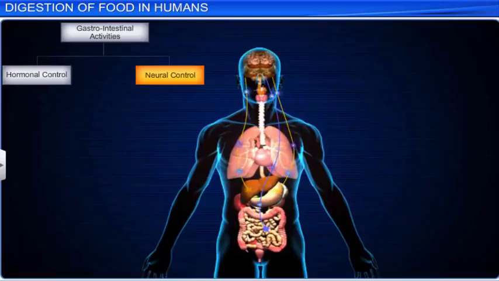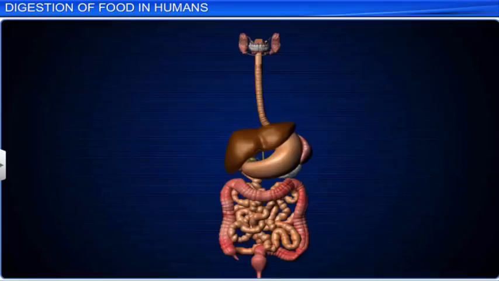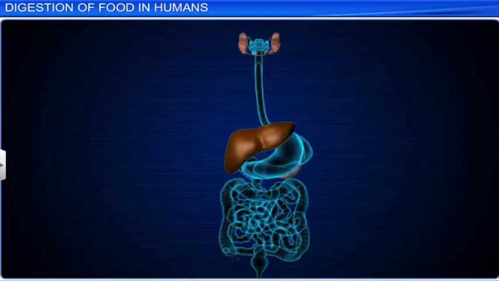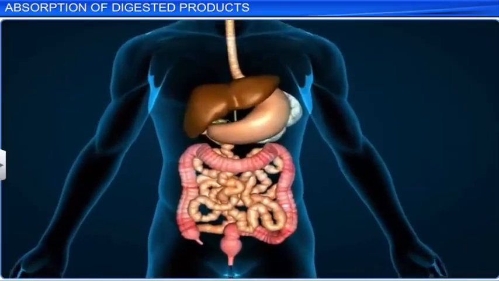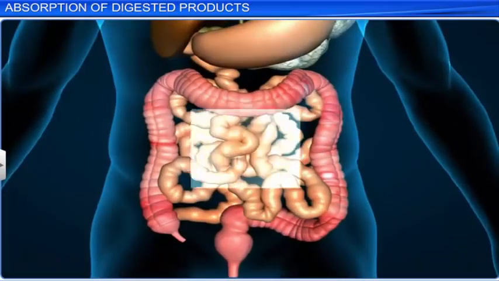Neural mechanisms can also moderate the muscular activities of different parts of the alimentary canal, both local and through the central nervous system. Thus, different parts of the alimentary canal and digestive glands help us to digest the food we eat. Absorption of food is a crucial event in the digestion process.